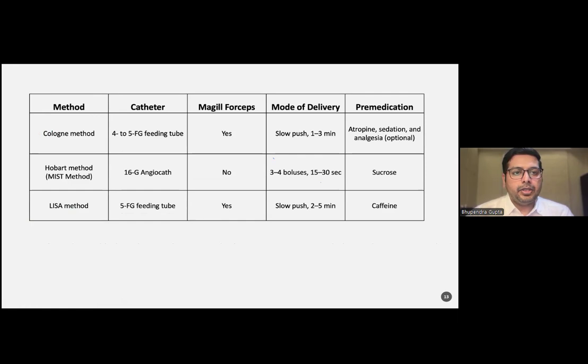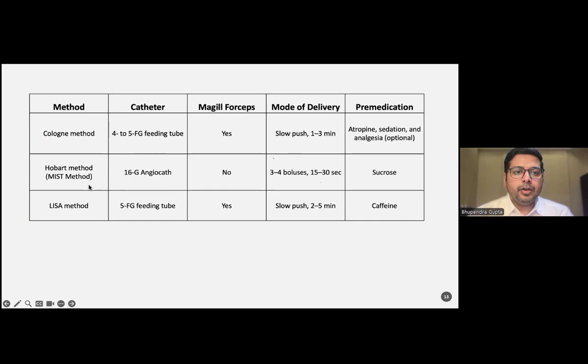Broadly, there are three types. There is the Cologne method, which was devised by Kribs et al. in 2007, and they use a feeding catheter of size 4 or 5. In the Cologne method, they use Magill forceps for the insertion of the tube, and sometimes they have used atropine as pre-medication.